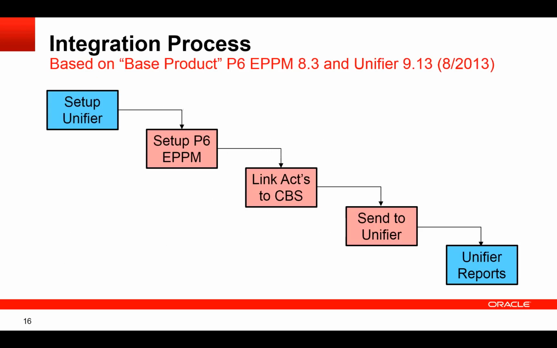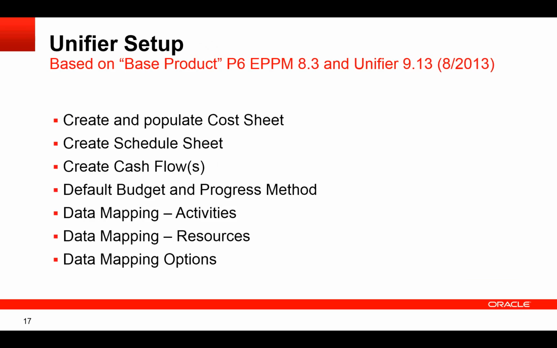So here's the integration process. The blue boxes are Unifier, the red boxes are P6. So first we set up Unifier to connect to P6. And then we go into P6 EPPM. The connection has to be done through EPPM. Once it's done in EPPM, I can see it from P6 Pro, but I cannot set up the initial connection through Pro. I then link my activities to the cost breakdown structure, which could be done in EPPM or P6 Pro, and then I send that information to Unifier, where I can do Unifier reports. And this is the process that Lim's going to go through when he shows you the software demo.